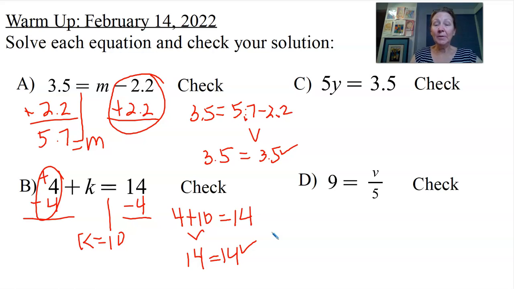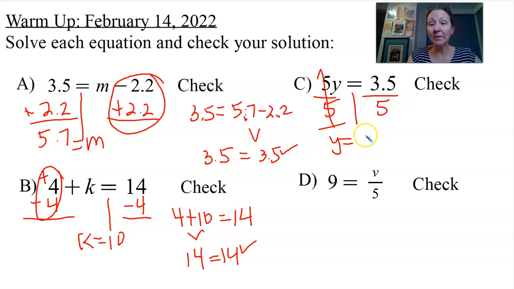Okay, notice that now I have a number next to a variable, which means multiplication. The opposite of multiplying is dividing. I draw the balance scale. I divide both sides of the equation by 5. Remember, it's going to cancel out with that giant 1, and I get y equals, again, use a calculator, 0.7.